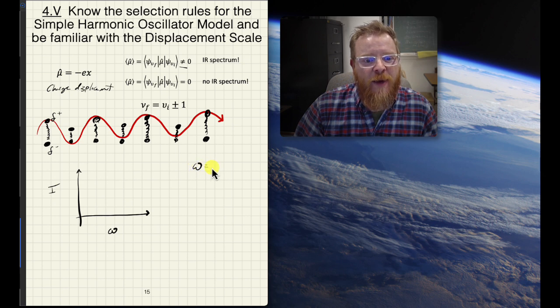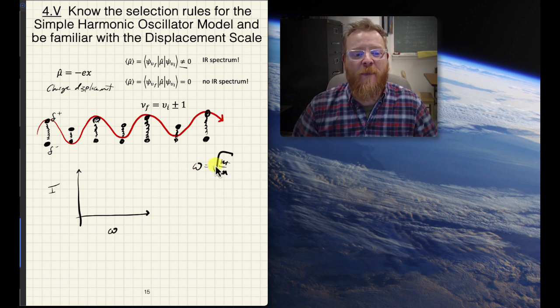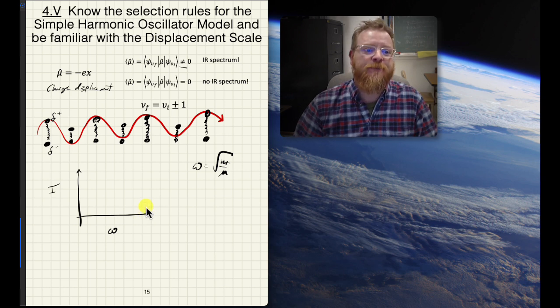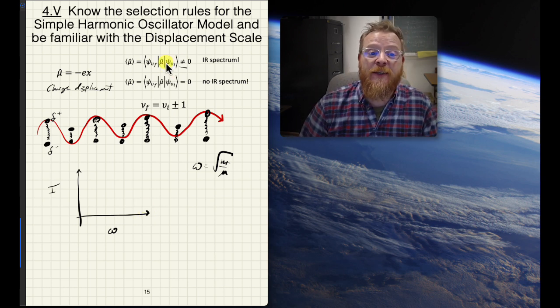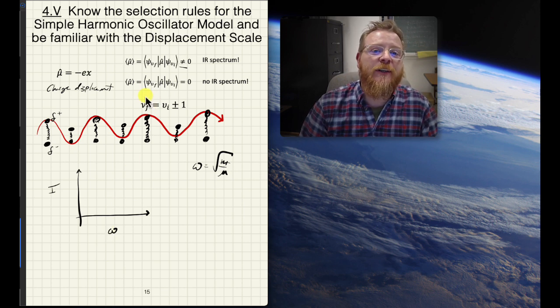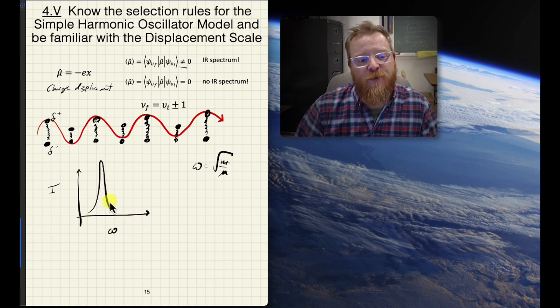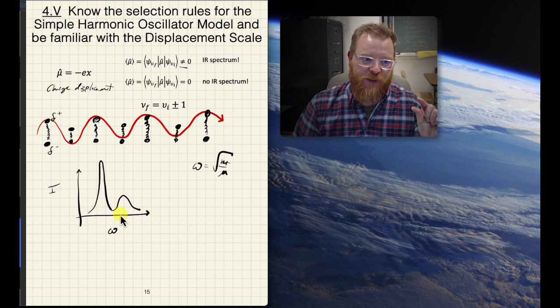And recall that omega was the square root of kf over the reduced mass. So we can see the omega places us on the x value of the scale, and the value of the dipole moment operator places us on the y scale. So for sufficiently large dipole moment operators, we will get really high intensity transitions. For sufficiently small dipole moment operators, we will get small intensity transitions.